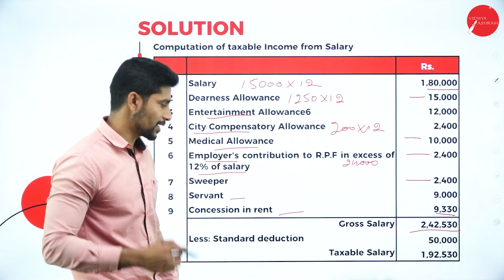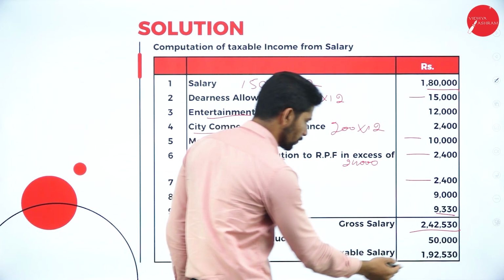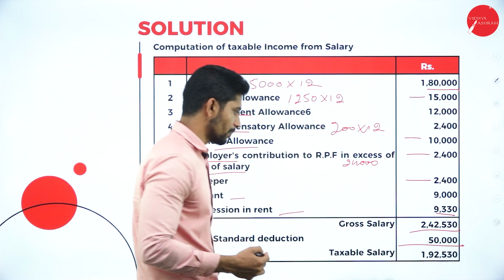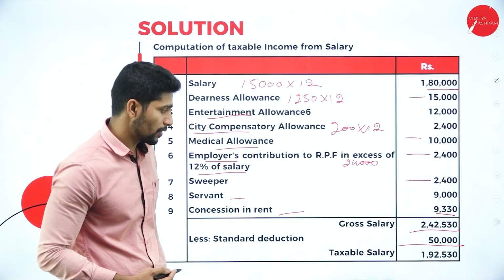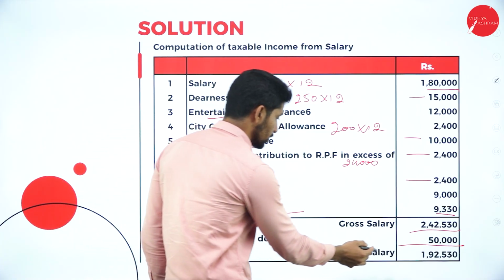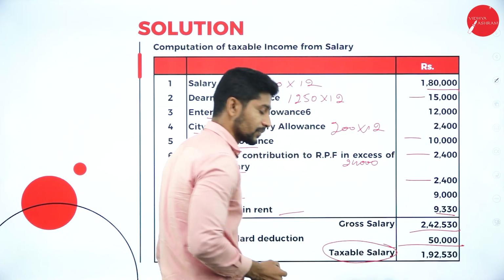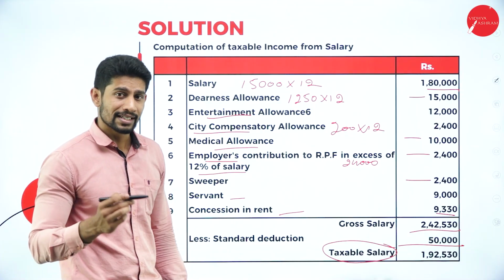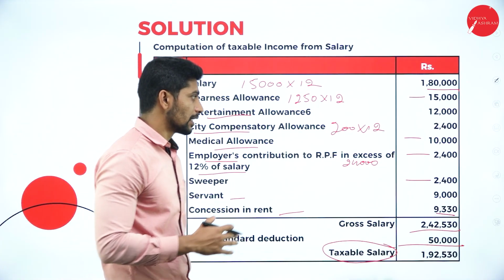If you add that 9,330 and grand total it, you'll get 2,42,530. That is called gross salary. And give the standard deduction of 50,000, you'll get the balance. That balance is 1,92,530. That is called taxable salary. So this is how you are supposed to compute.